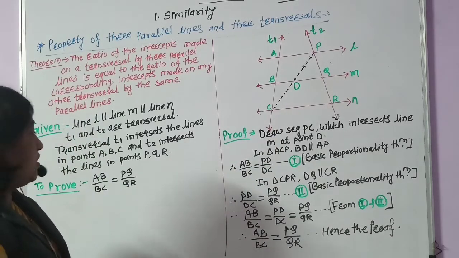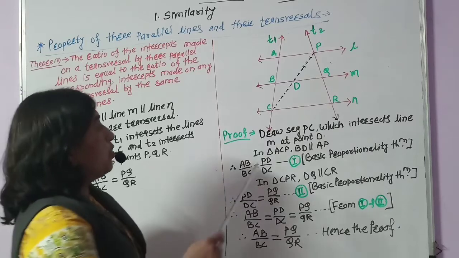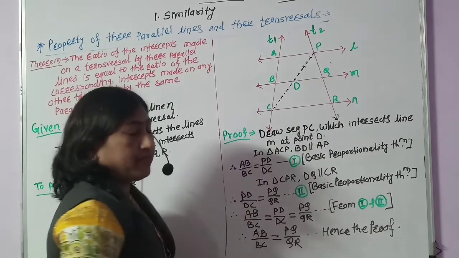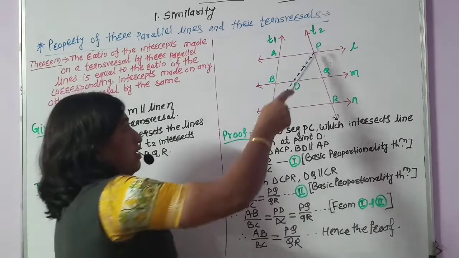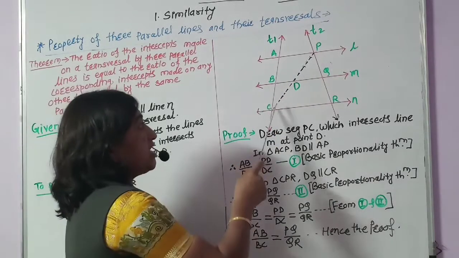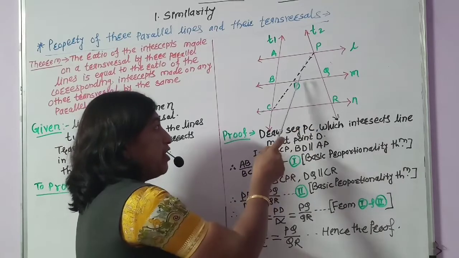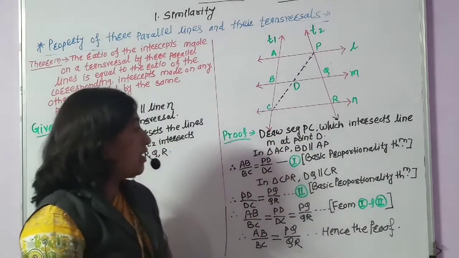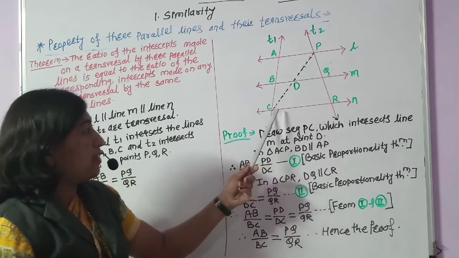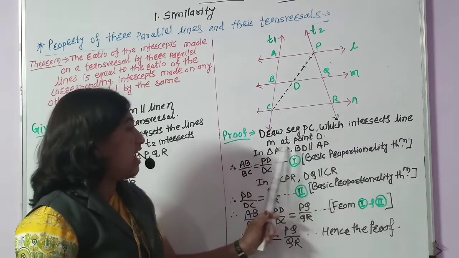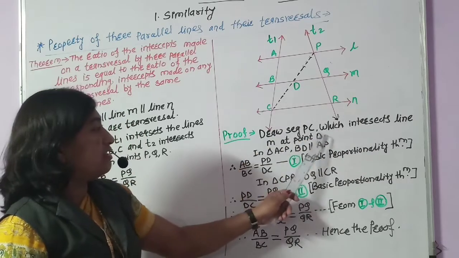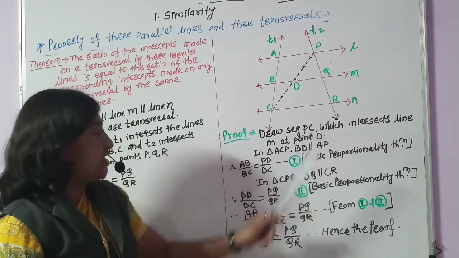For that, we join point P and point C. That means we draw seg PC. This PC intersects the line M at point D. See here, we draw seg PC, which intersects the line M at point D.